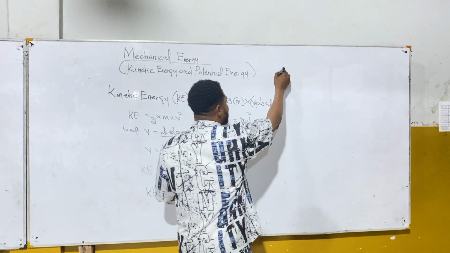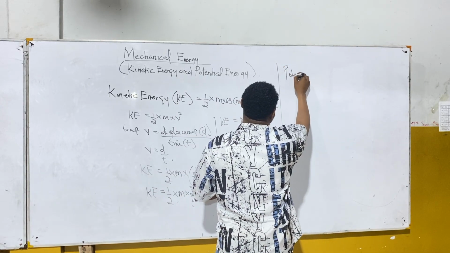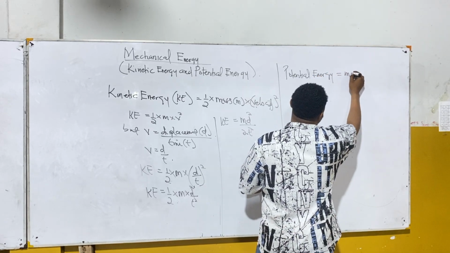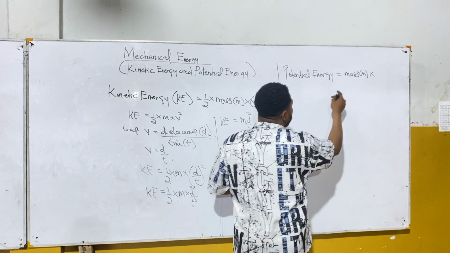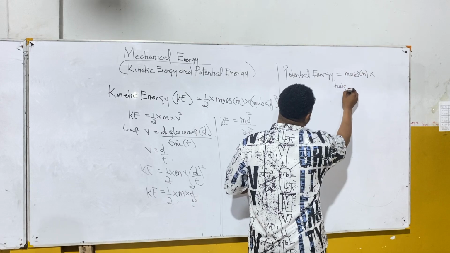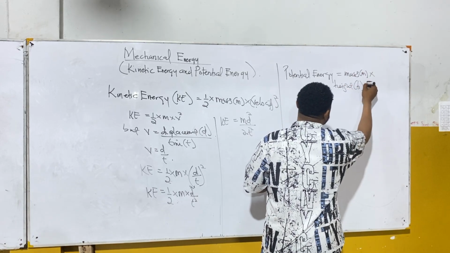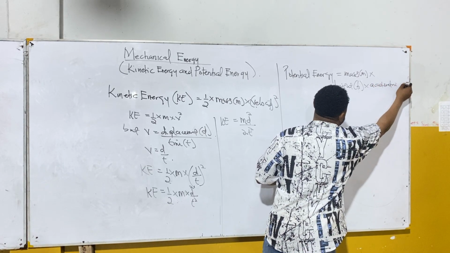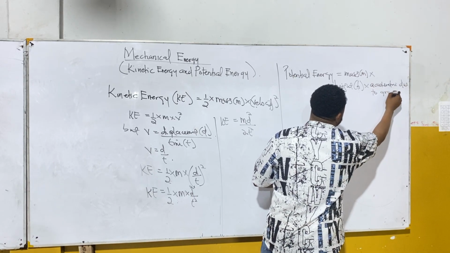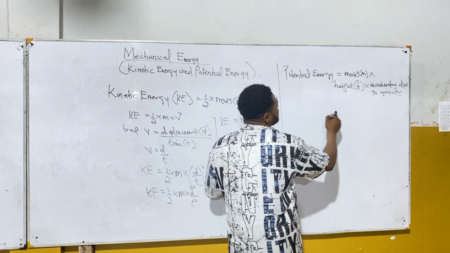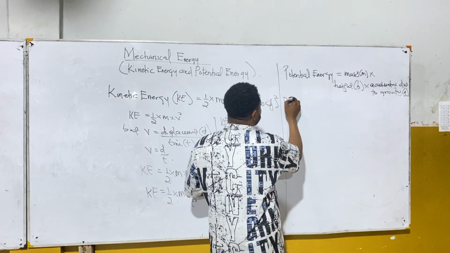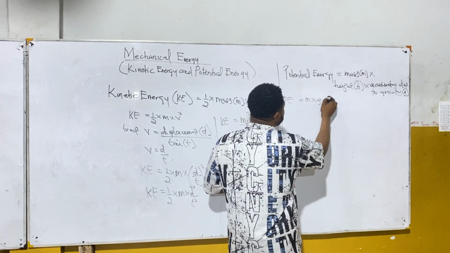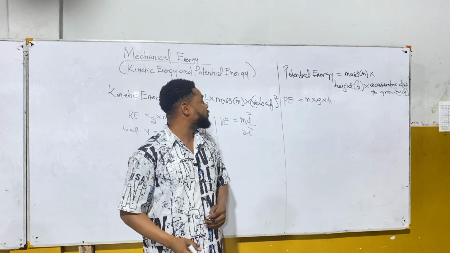Now, mathematically, we say potential energy is equal to the mass of the body, times height of the body, h, times gravity, that is acceleration due to gravity, G. So we can say potential energy, that is P, is equal to mass of the body times gravity times height. So this is the formula that we can have for potential energy.